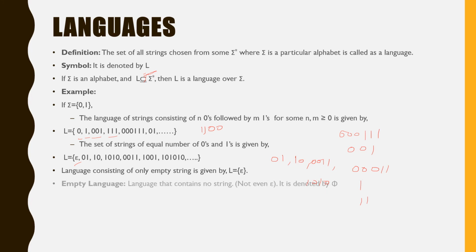And what is an empty language? The language that contains no string, not even epsilon, is called the empty language, and it is denoted by the phi symbol. You should remember that phi is not equal to the language containing epsilon, because that language has an epsilon, but the empty language doesn't have epsilon also.